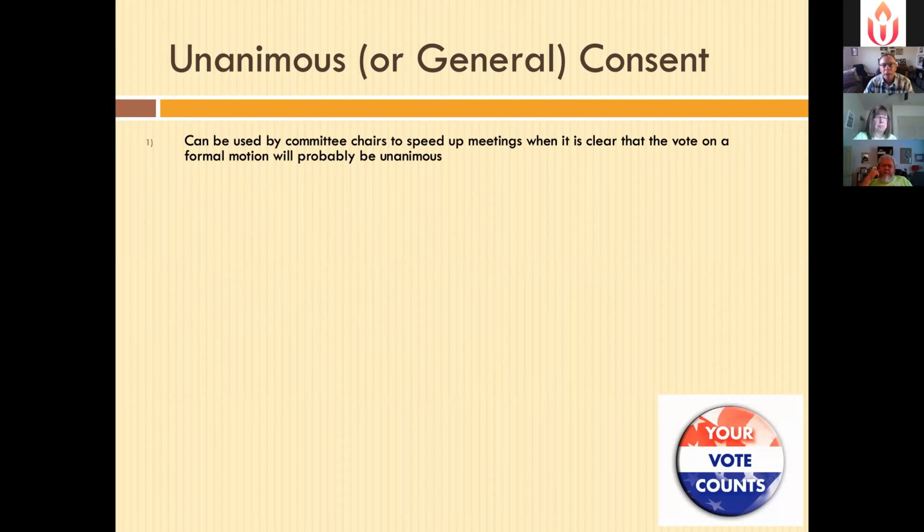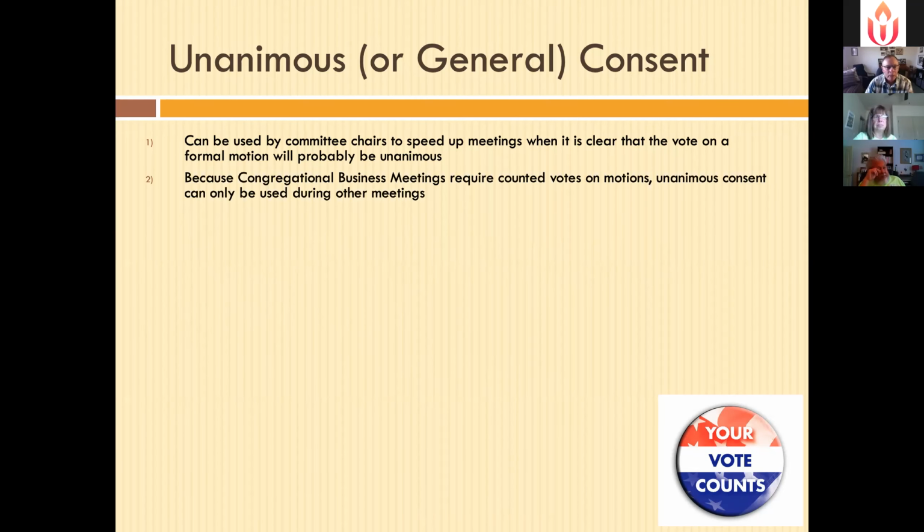So it's used to speed up meetings when it's clear that the formal vote's probably going to be unanimous. And so you don't have to get a second and you don't have to do debate. You can just move right along. And right now we don't allow for this with that one bylaw. If we were going to allow for this, we would have to specify when we want counted votes and when we can be more flexible.